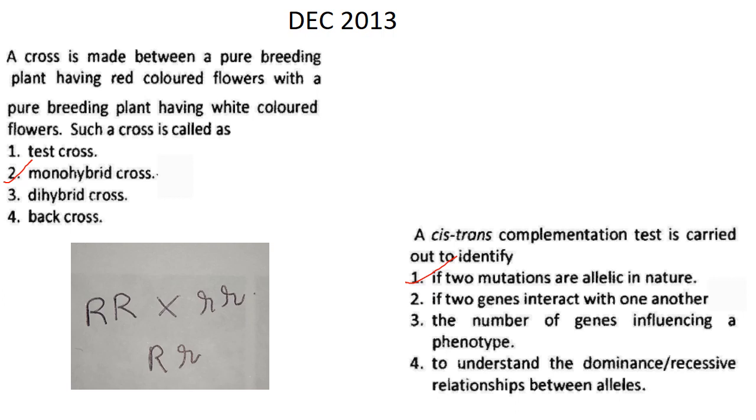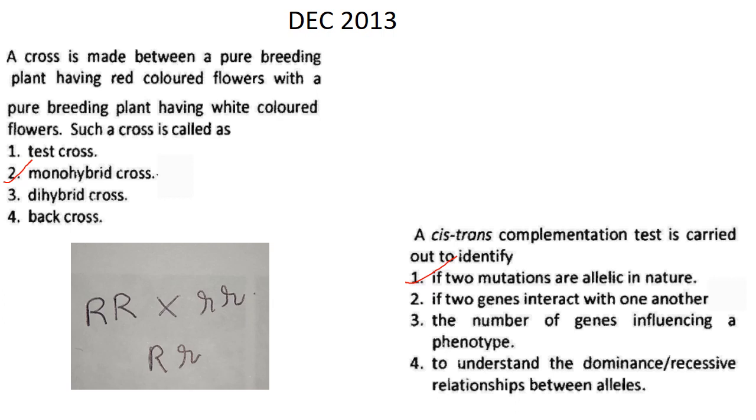Coming to December 2013 question paper. A cross is made between a pure breeding plant having red colored flowers and a pure breeding plant having white colored flowers. Such a cross is called a monohybrid cross, because a pure breeding plant having red flowers, let it be represented by capital R, is crossed with a pure breeding plant having white colored flowers, small r. So only two alleles are involved and it is a monohybrid cross. Answer is option 2.